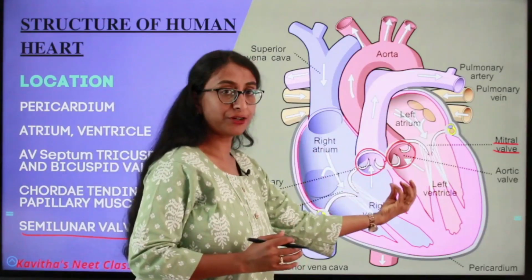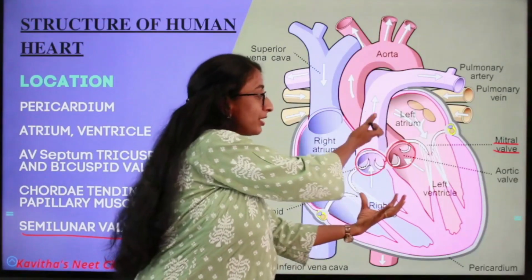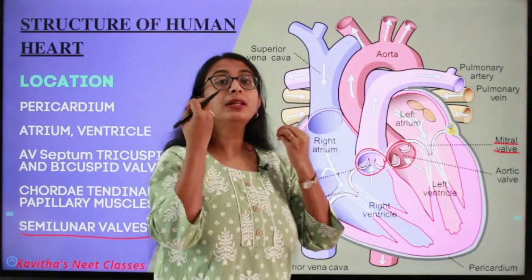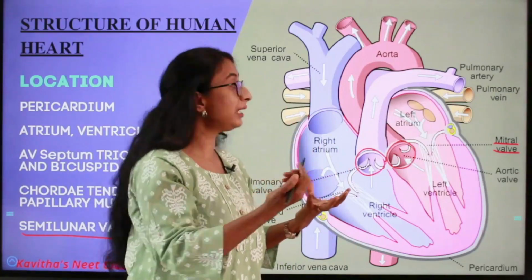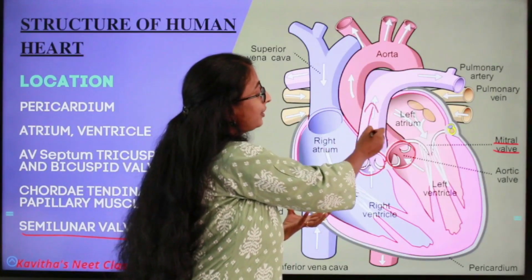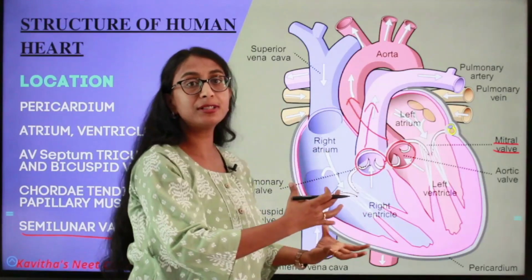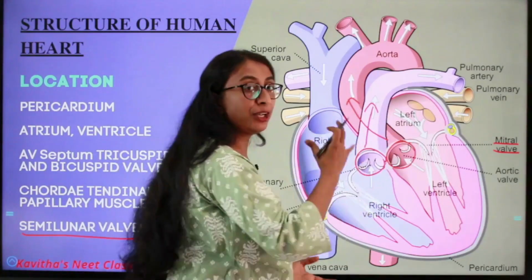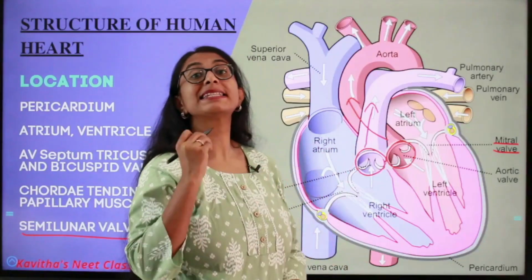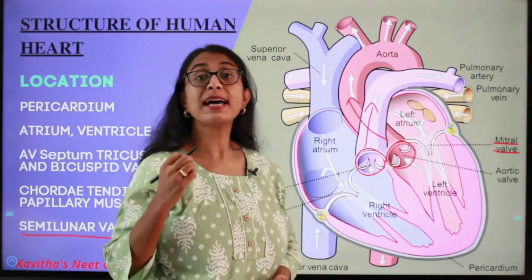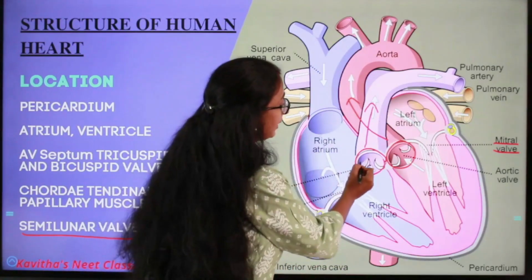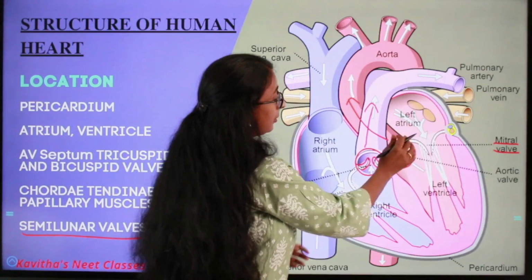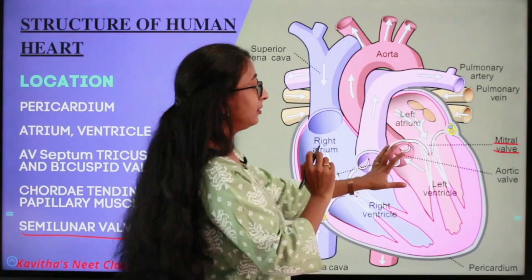After the ventricular contraction, when the blood enters the pulmonary artery and the aorta respectively, then when the ventricles relax, there is a possibility that the blood which has entered into these will return back into the ventricles. So in order to prevent that, the pulmonary artery and the aorta are guarded by these semilunar valves. Semilunar means half moon shaped. So here you can see semilunar valves which are guarding the pulmonary artery and the aorta.